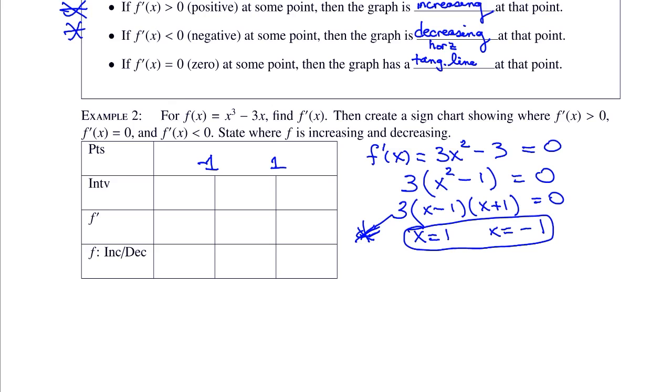From that, you are going to take the domain of the function, which, since this is polynomial, is everything, and you're going to split it up into intervals with negative 1 and positive 1 as partition points. So we get negative infinity to negative 1, negative 1 to 1, and 1 to infinity.